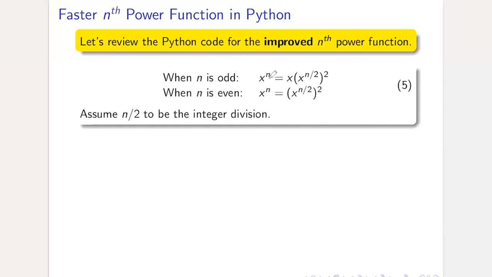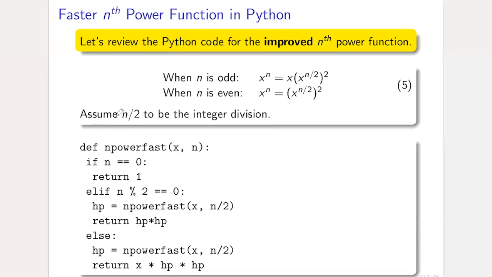So when n is odd, we take an x out. When n is odd, we take an x out, and then the n value is divisible by 2. And when n is even, we can directly divide it by 2. It's divisible. So this n divided by 2 is the integer division.